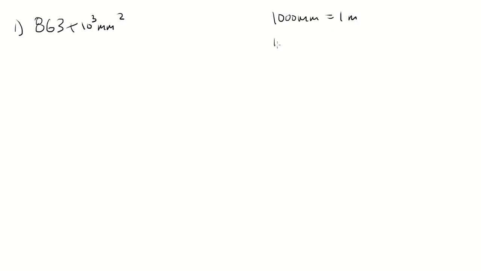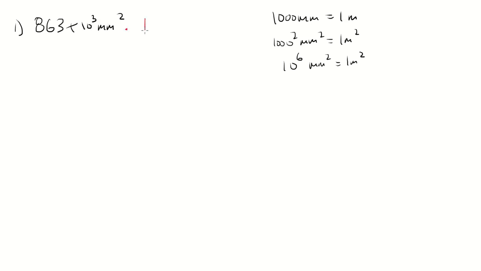So if I square both sides, I have 1000 squared millimeters squared is 1 meter squared. Or you can write it as 10 to the 6th millimeters squared is 1 meter squared. So that's what we're going to use to convert these. So for this one, we want to convert it to meters squared.